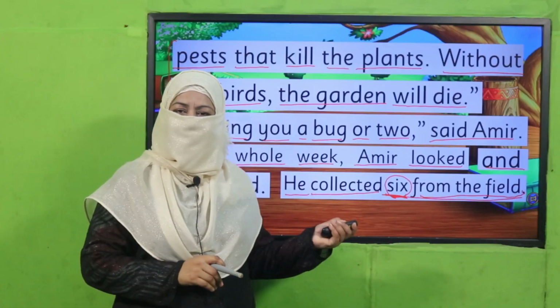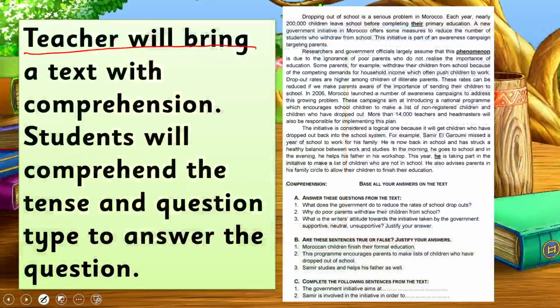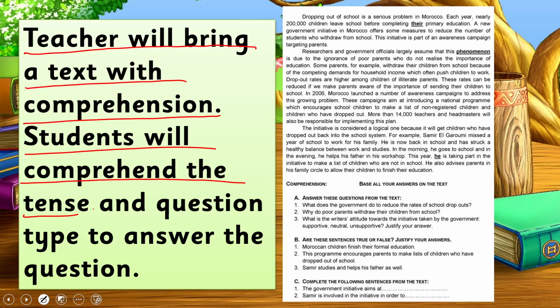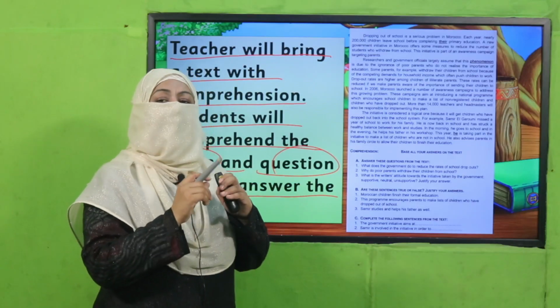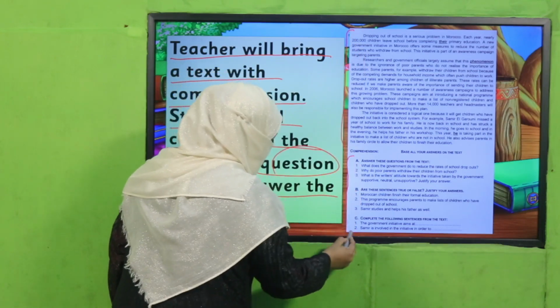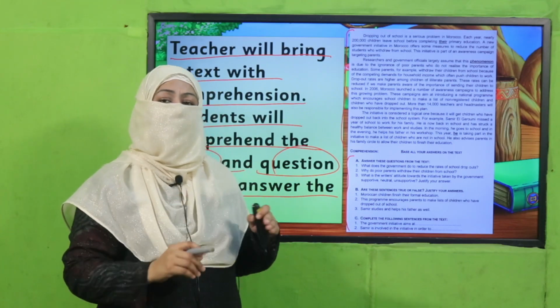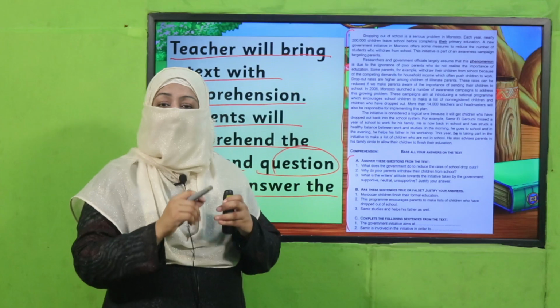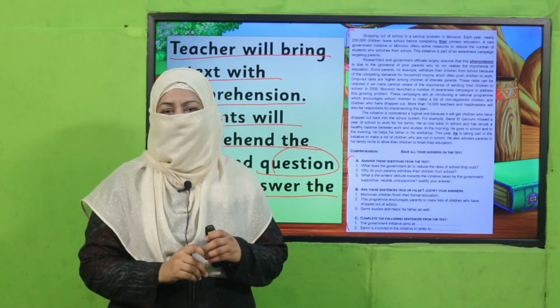Yes, my dear children, are you done with it? Okay, so it's time for activity. What we are going to do: teacher will bring a text with comprehension. Students will comprehend the tense and question type to answer the question. So teacher, the way I told them how to identify the tense, how to identify the type of question, make them practice it. I brought this text and comprehension. You can use the same, or you can use a text of your own, but make sure every child understands how to identify the tense, how to take the keywords, and how to answer the question. So pause the video, enjoy the activity, and then come back.